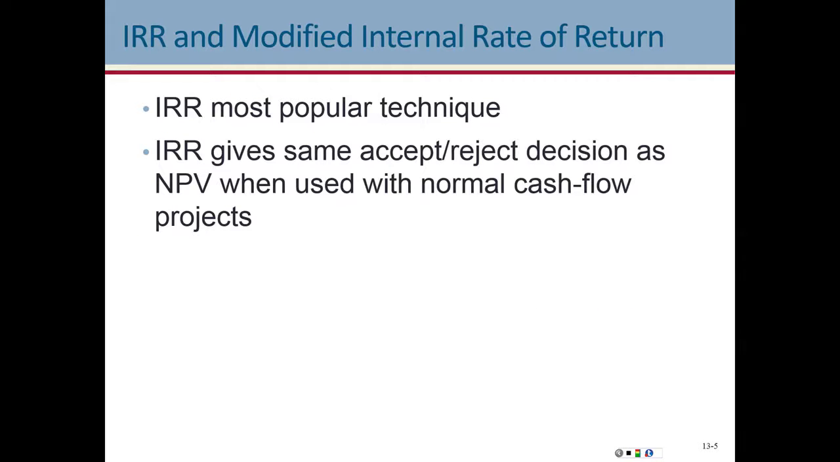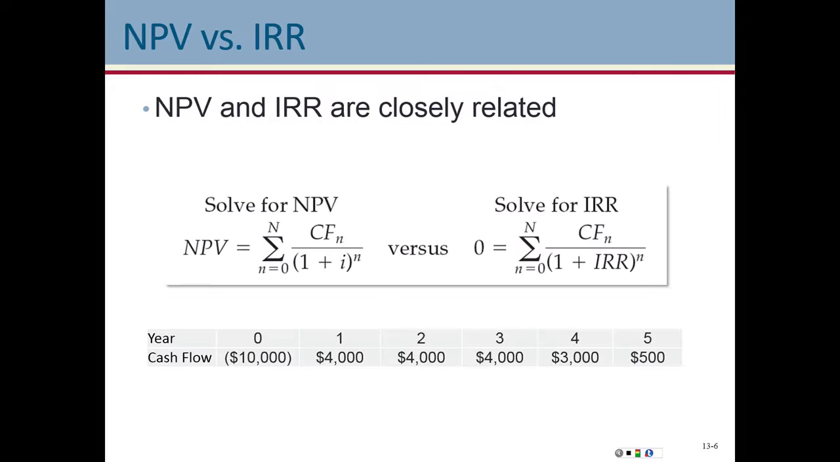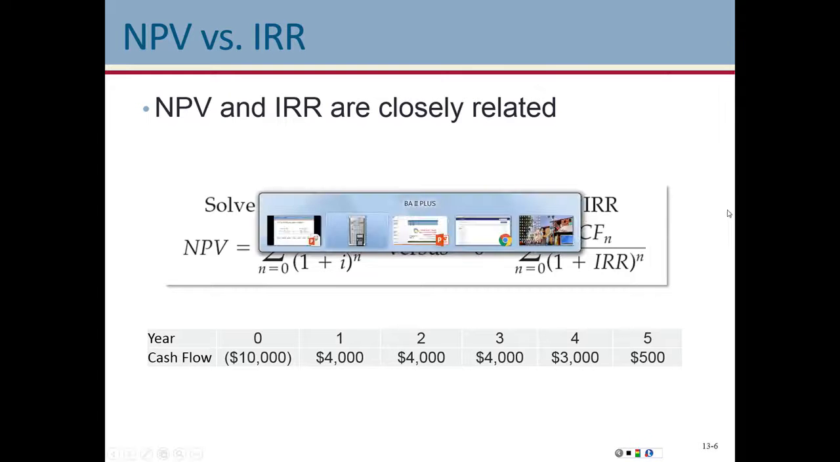Another two methods: internal rate of return and modified internal rate of return. Internal rate of return is very, very popular. It's the rate at which net present value is equal to 0, right? So we're going to find, let's say, the maximum rate at which we want to accept our project, right?